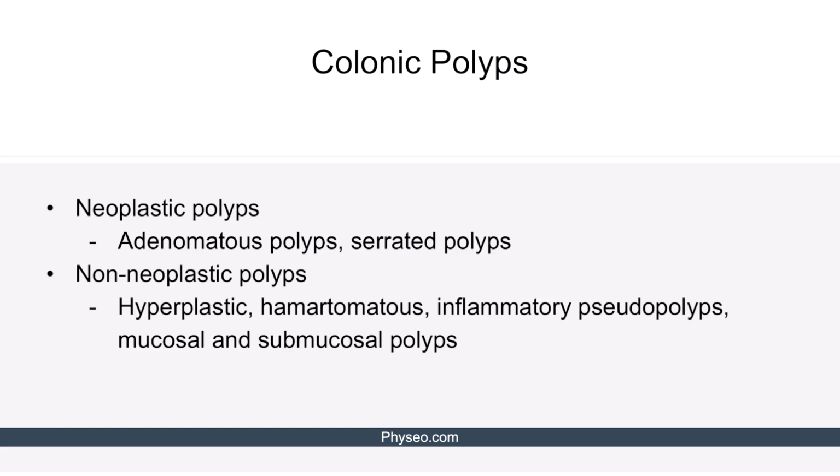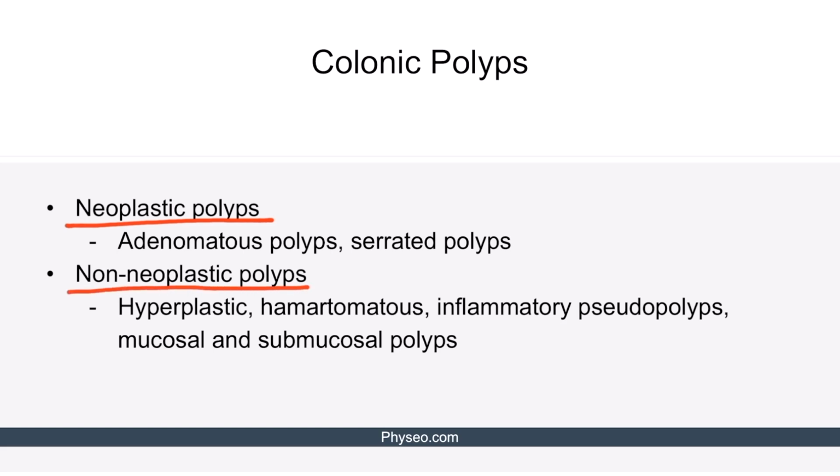Colonic polyps can be divided into neoplastic polyps, which require resection and/or close surveillance, and non-neoplastic polyps, and those are less concerning. The neoplastic polyps can be subdivided into adenomatous polyps and serrated polyps. You may recall from Step 1 that adenomatous polyps are gland-like outgrowths of the colonic mucosa, and they can be referred to simply as adenomas, whereas serrated polyps are characterized by the sawtooth appearance of their surface. And that makes sense. Serrated, sawtooth.